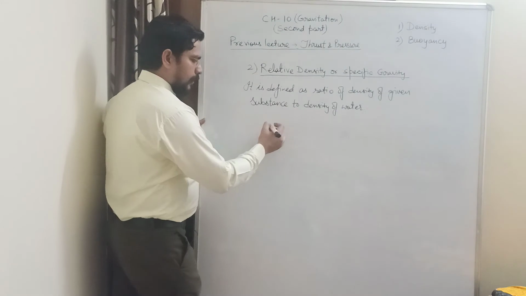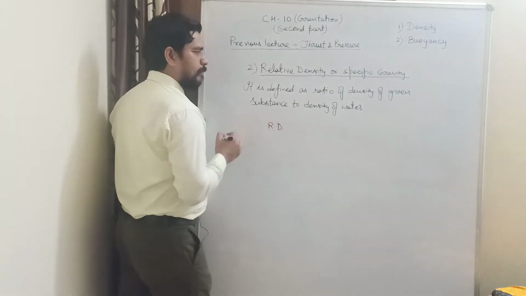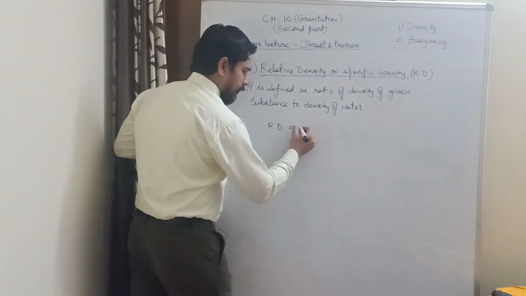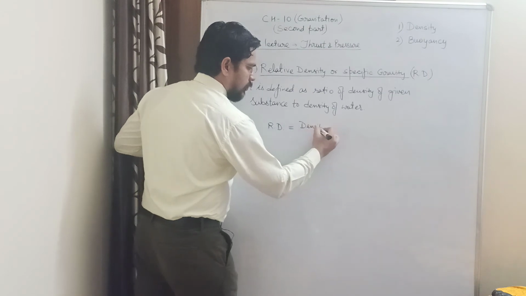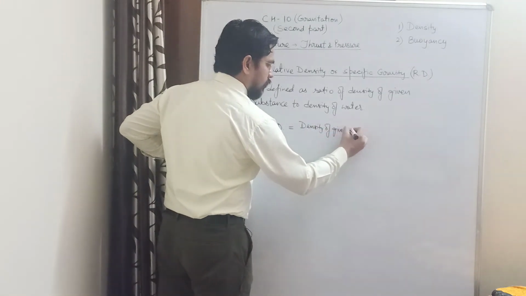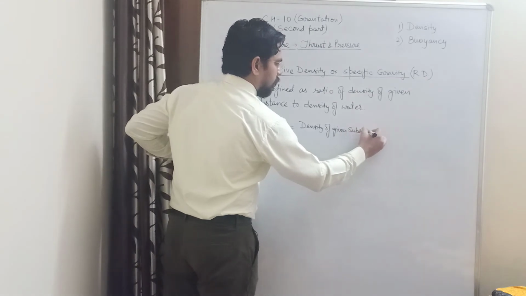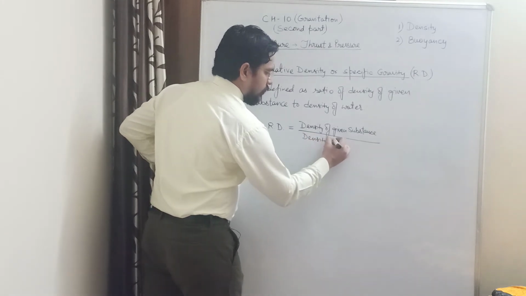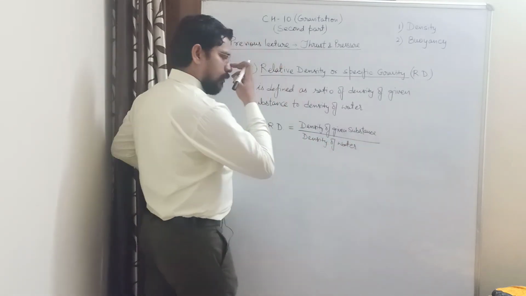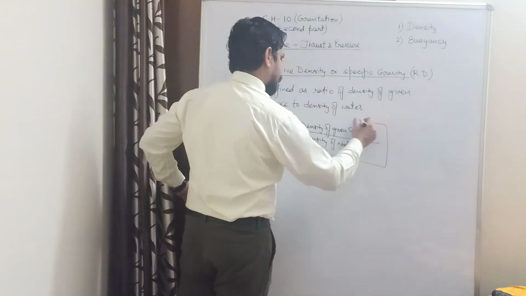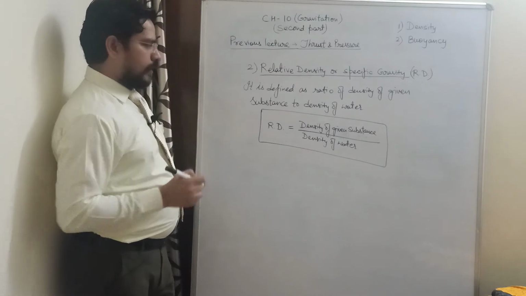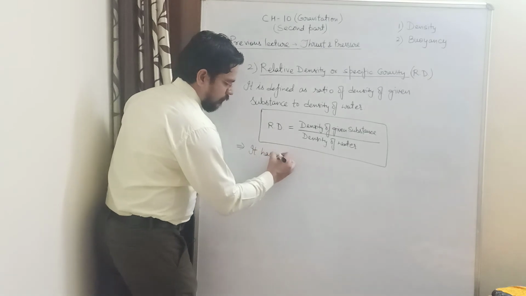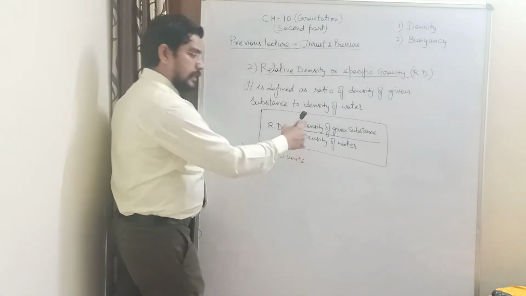So mathematically, relative density, which we generally represent by RD, is defined as density of given substance divided by density of water. This is the formula for relative density. So what is the interesting fact about relative density? It has no units, because it is a ratio.